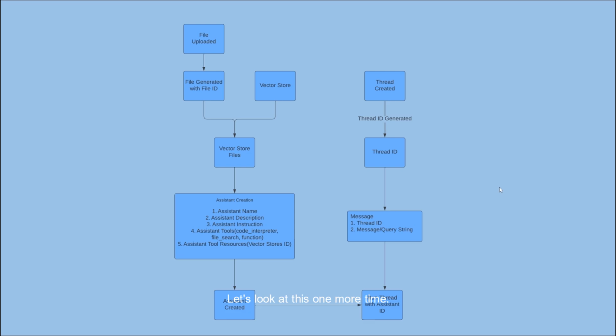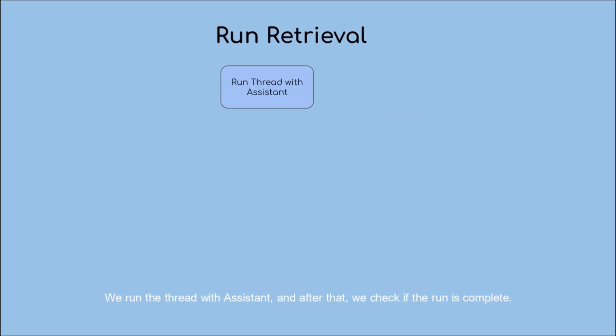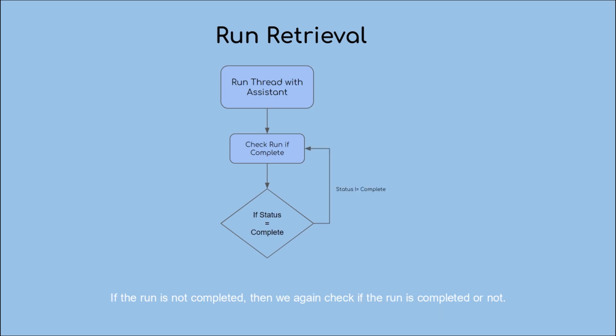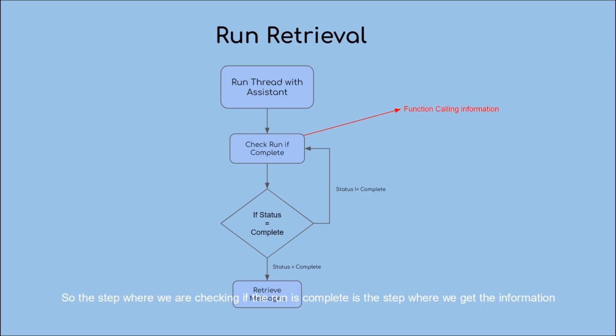Let's look at this one more time. We run the thread with the assistant, and after that we check if the run is complete. If the run is not completed, then we again check if the run is completed or not. And finally, when the status is completed, we retrieve the message from the thread. So the step where we are checking if the run is complete is the step where we get the information about our function calling.